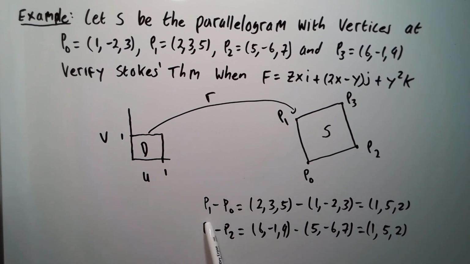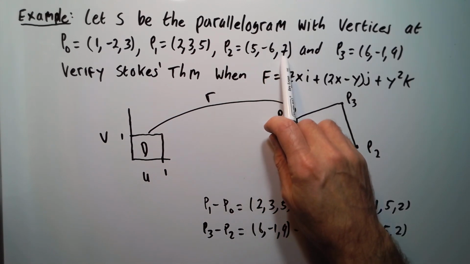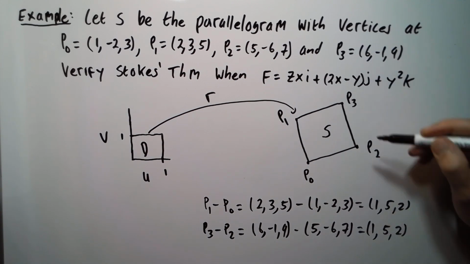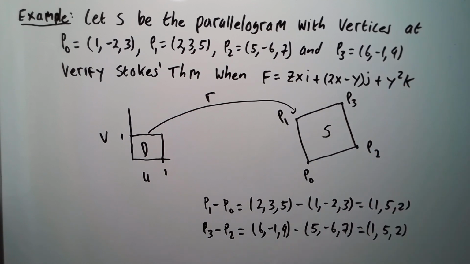Now have a look at P1 minus P0, so it'll be this vector here. P1 is (2, 3, 5), minus P0, (1, -2, 3). So it'll be 2 minus 1, which is 1, 3 minus 2, so 5, 5 minus 3, 2. Then if I do P3 minus P2, P3 is (6, -1, 9) up here, minus P2, which is (5, -6, 7). Subtracting those, we get the same (1, 5, 2). It means that this side is parallel to this side. So that means we've graphed our parallelogram somewhat accurately. Okay, so let's keep going.